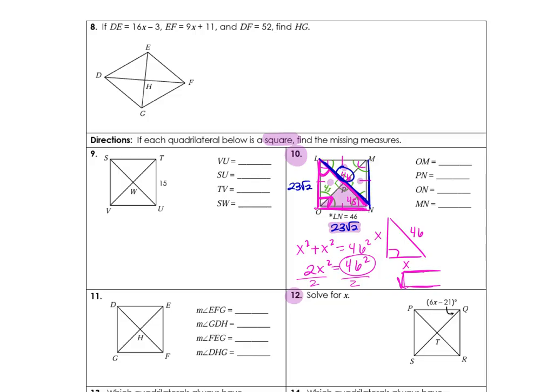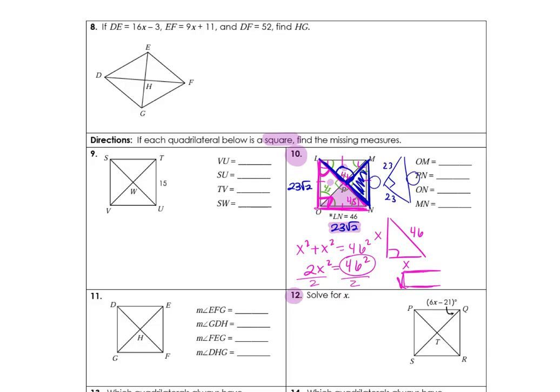If you're working with a smaller triangle, so say you're working with this triangle instead, because the whole thing was 46, in that triangle it would be 23 and 23, which again would make this side 23 rad 2. So just depends what you're trying to find and what you're looking at and what you're working with, okay?